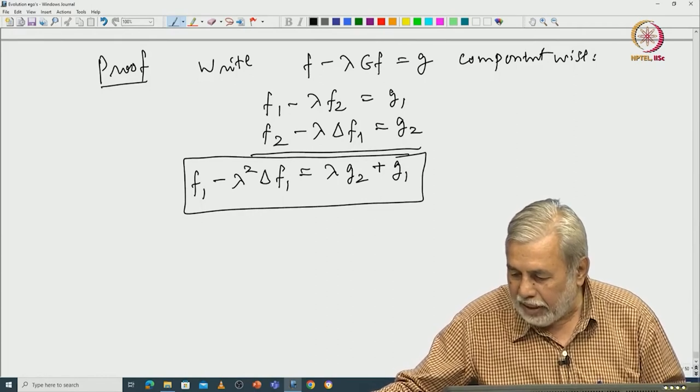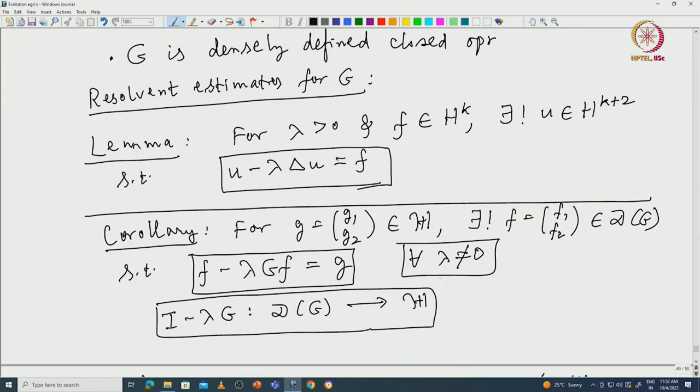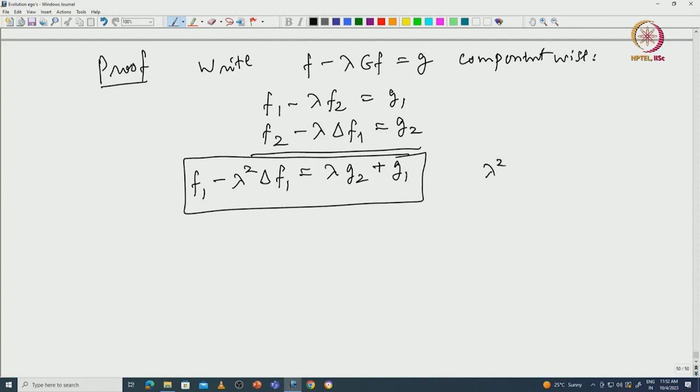And this is precisely the equation for the Laplacian stated in the lemma, and here we are taking lambda positive, lambda real. Let me just stress that lambda square is positive, and G 1 is in fact in H 1, but at least it is in L 2. So, we get F 1 in H 2, and once we get F 1 in H 2, then you get F 2 in H 1. So, this implies there is a unique solution F 1 in H 2, because here the right hand side is only in L 2. So, use the lemma for k equal to 0.